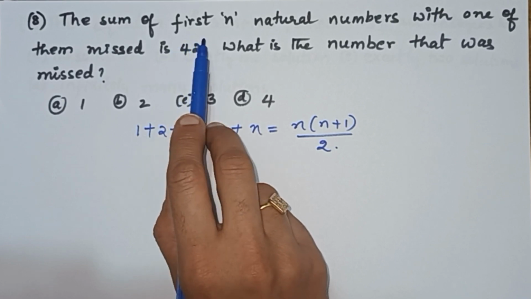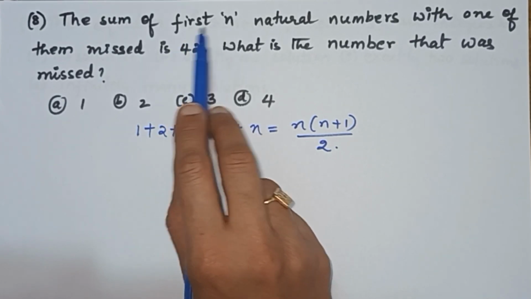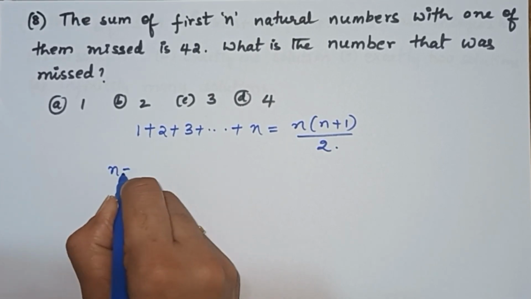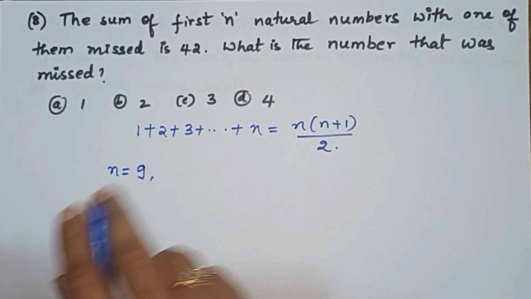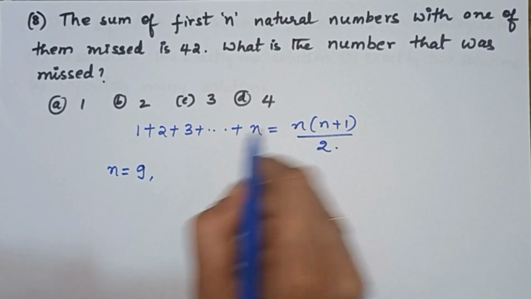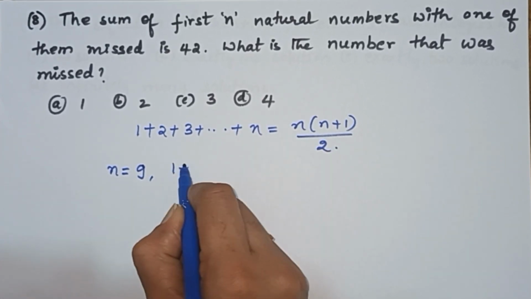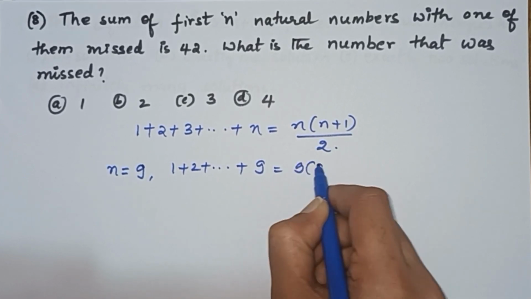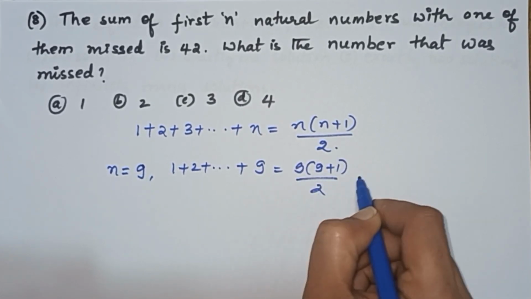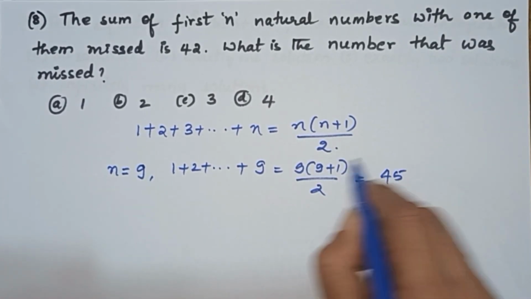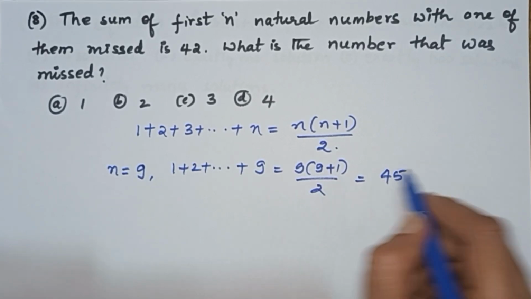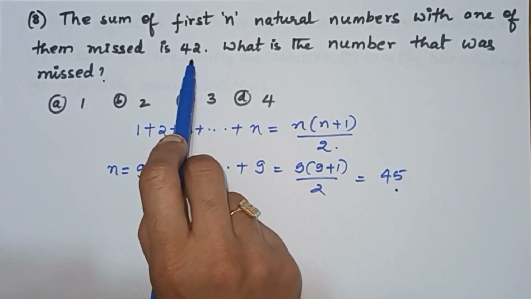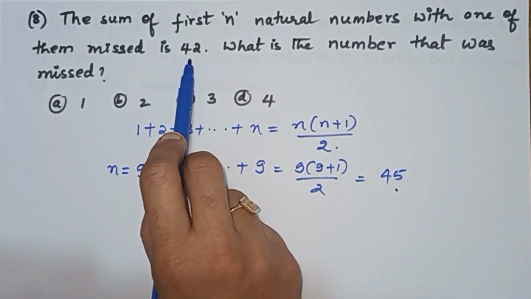First, you have to find out the sum which is near to this number 42. For that, let me take n equal to 9. So, when you put n equal to 9 here, that is sum of first 9 natural numbers, which gives you 9 into 9 plus 1 by 2, which is equal to 45. 10 into 9 by 2, that gives you 45. So this is the closer number to the given number 42.